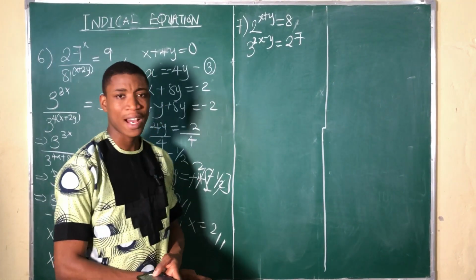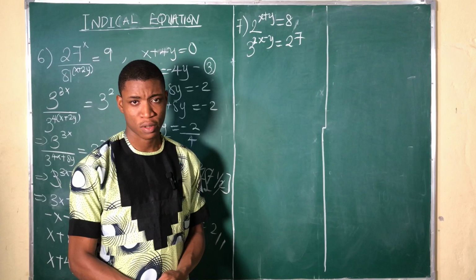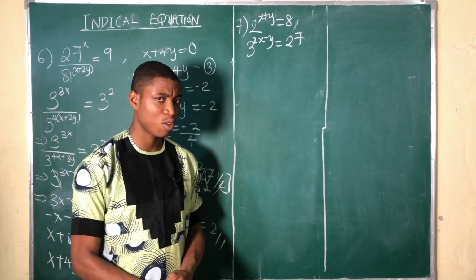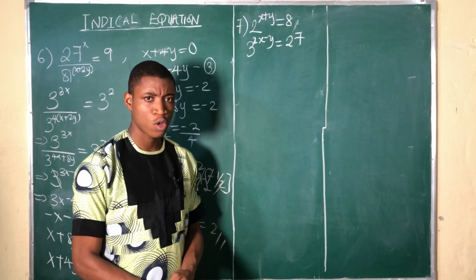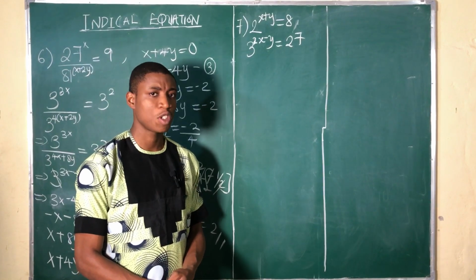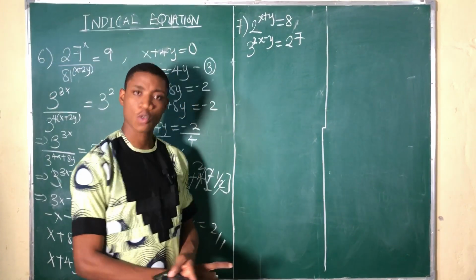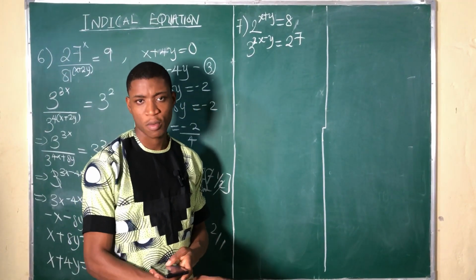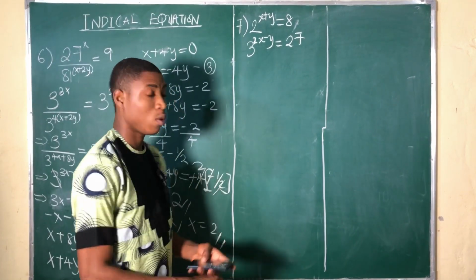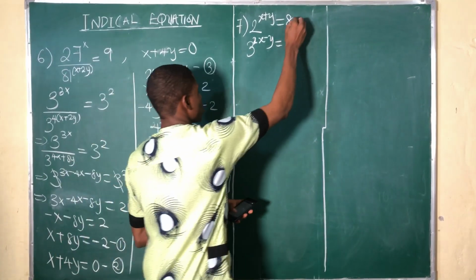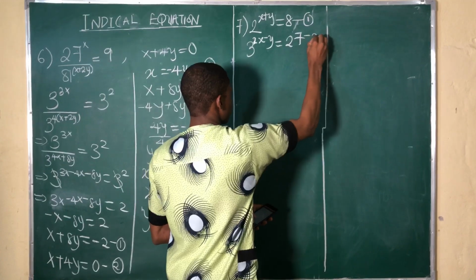Why are we doing that? Because we have two unknowns in each of the equations. In the case where we have one unknown, there will not be need for us to solve them simultaneously. But in the case where there are two unknowns, we are going to solve them simultaneously. So therefore, which one are we taking first? Let's have this as equation 1 and equation 2.